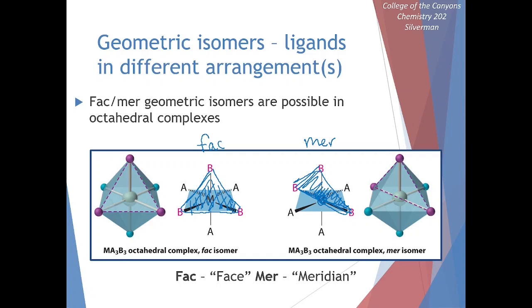Just like the globe has meridians as things that bisect the globe, here our meridian, if we connect 3 of the same, is going to cut our molecule in half and go straight through the central metal.